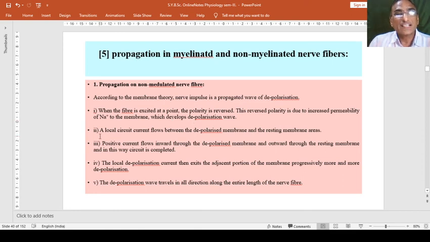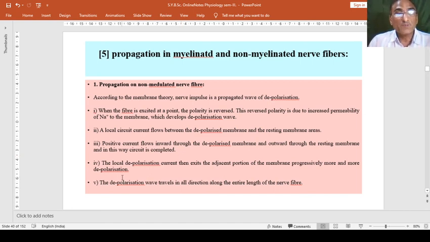We have previously seen that the movement of sodium ions causes depolarization and movement of potassium recovers the repolarization. Secondly, a local circuit current flows between the depolarized membrane and the resting membrane areas. Next, positive current flows inwards through the depolarized membrane and outward through the resting membrane, and in this way the circuit is completed. As previously we have seen, positive current flows and restores the resting membrane potential by movement of potassium and sodium ions, then the equilibrium is maintained and the action potential is completely carried out.